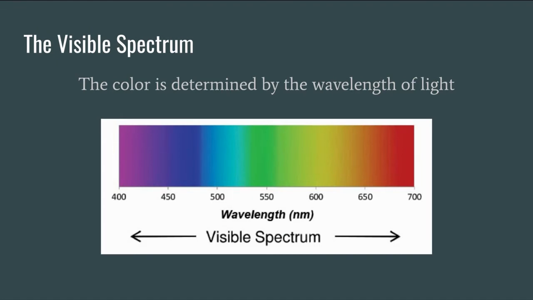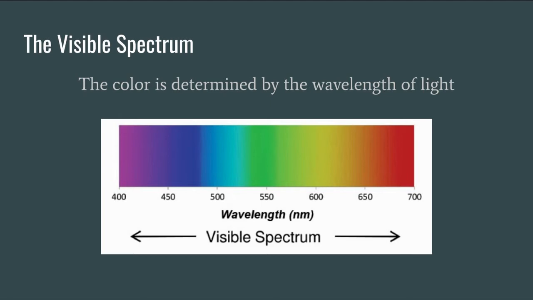Now just to remind you, we cannot see the entire spectrum of light, right? Remember the electromagnetic spectrum? There's actually a very significant portion that we cannot see. The actual amount that we can see is very, very small. And we call this the visible spectrum.